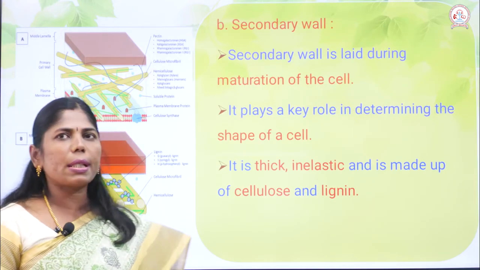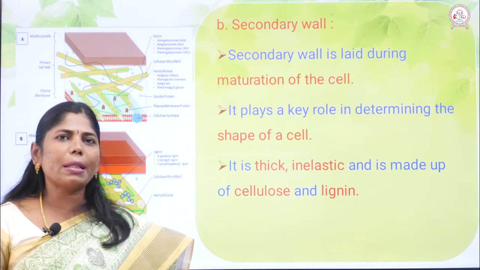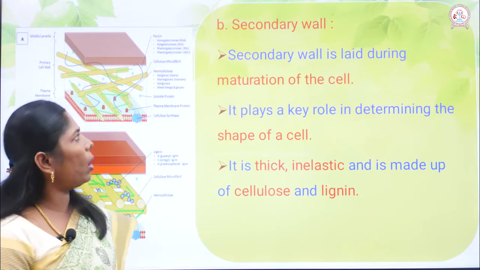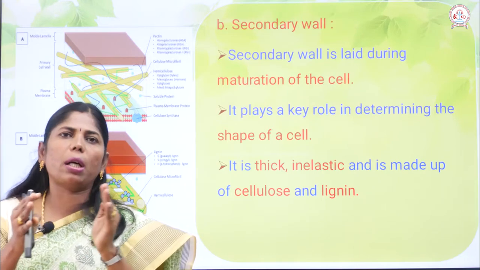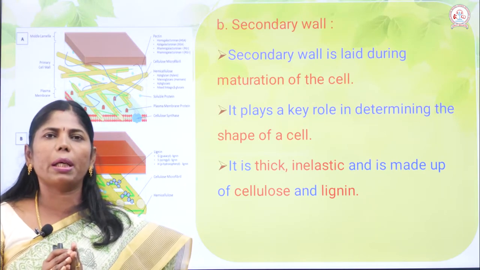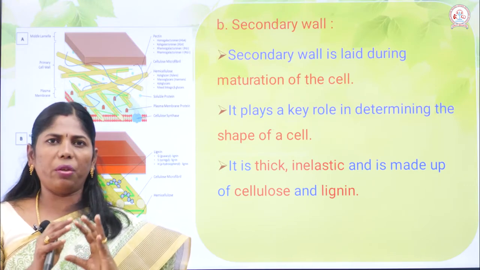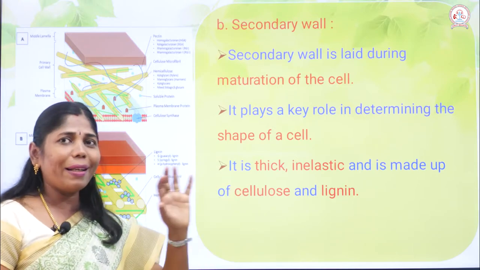So next we are going to see the secondary wall. The secondary wall is next to the primary wall. The secondary wall is laid down during maturation, when the cell wall matures well, the secondary wall forms on it. It is very important because it gives shape to the cell, a well-defined shape. So definitely it is very thick and inelastic.